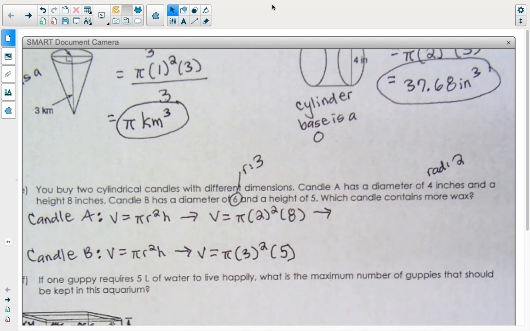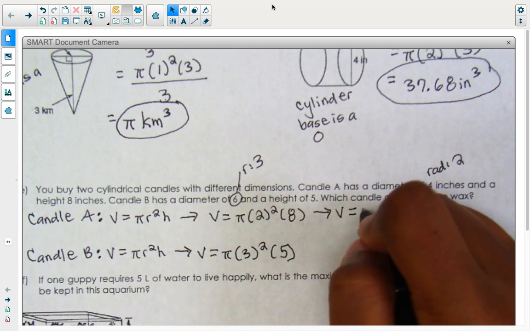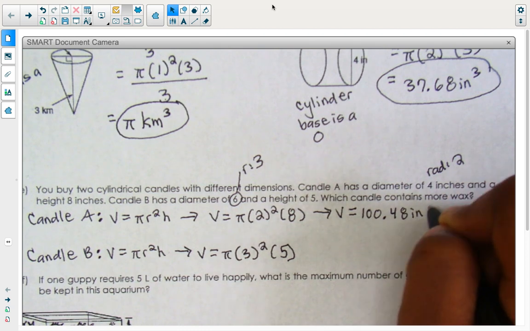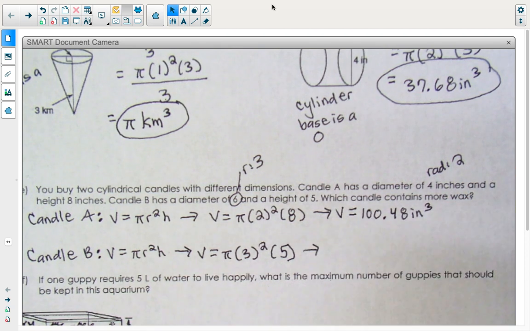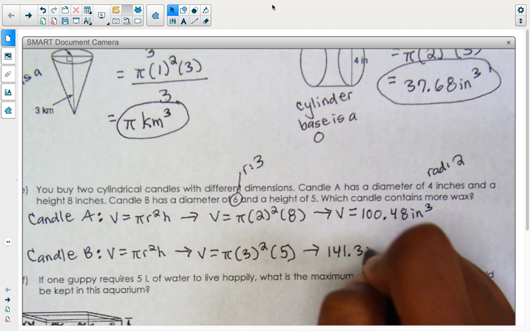We type this into Desmos or some sort of graphing tool. So again, step 1, we wrote the formula down, recognize what formula you need, substitute the numbers into the formula, and make sure you're substituting in the radius and not the diameter. So when I plug this into Desmos, I got 100.48. And when I type the second one into Desmos, I got 141.